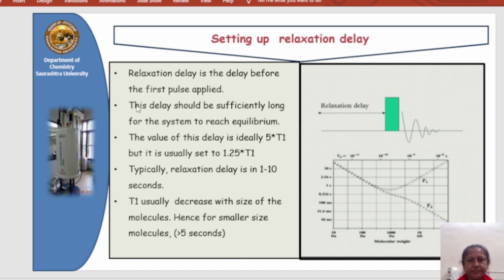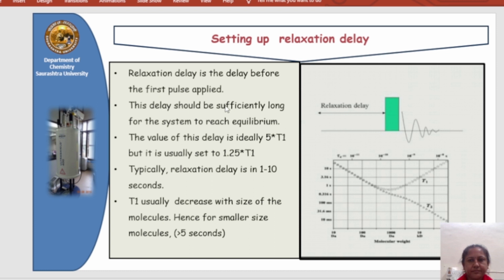First we think about T1, the relaxation delay. The next important parameter is relaxation. Relaxation delay is the delay before the first pulse is applied. This is also known as the preparation delay. Why is it necessary? To set the equilibrium. Once we insert the sample into the magnet, we give some time for the equilibrium. That is known as the preparation delay, which is also known as T1.